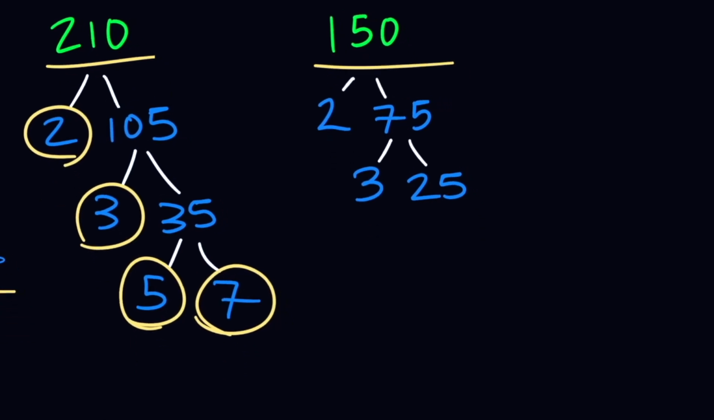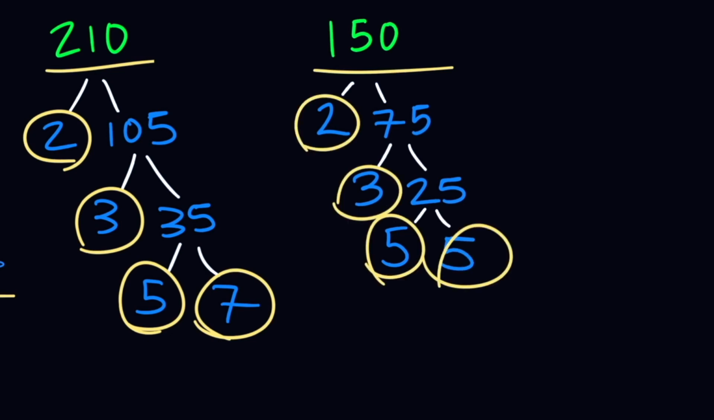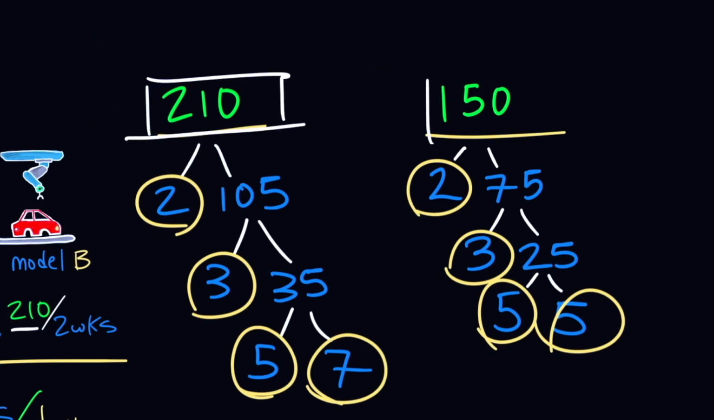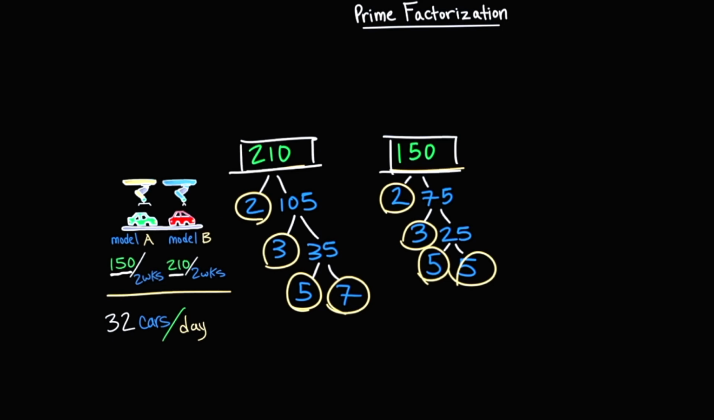So now we consider the composite number 25. What are its prime factors? Is it 2? No. Is it 3? No. Let's go up to 5. It is 5. 5 is the smallest prime factor of 25, and we will multiply it by itself. We've got 4 prime factors for each of these 2 numbers here. And again, these are the output goals for our different models. This 210 is the 2-week production goal for our Model B. And the 150 is our goal for Model A.